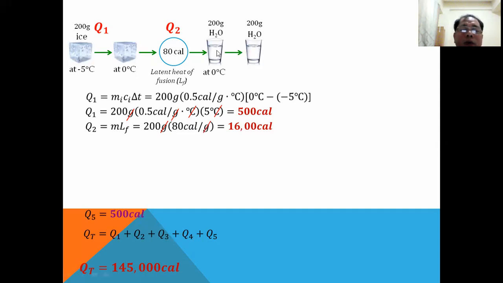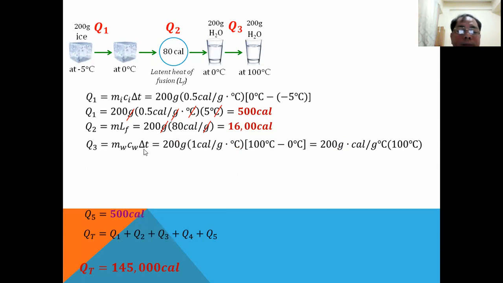Next stage is to change this liquid water and raise its temperature from 0 to 100. Since there's a change in temperature, we will use MC delta T. Our change in temperature is from 0 to 100, so this difference is now 100, times 200 grams times the specific heat of liquid water, which is 1 calorie per gram per degree Celsius. The 1 calorie per gram per degree Celsius shows that we need more heat to change the temperature of liquid water than solid ice. You only need half, 0.5 calories for ice. But for liquid water, you need the whole 1 calorie to change its temperature by 1 degree Celsius. So 200 times 1 calorie times the change in temperature of 100, that's a total of 20,000 calories.